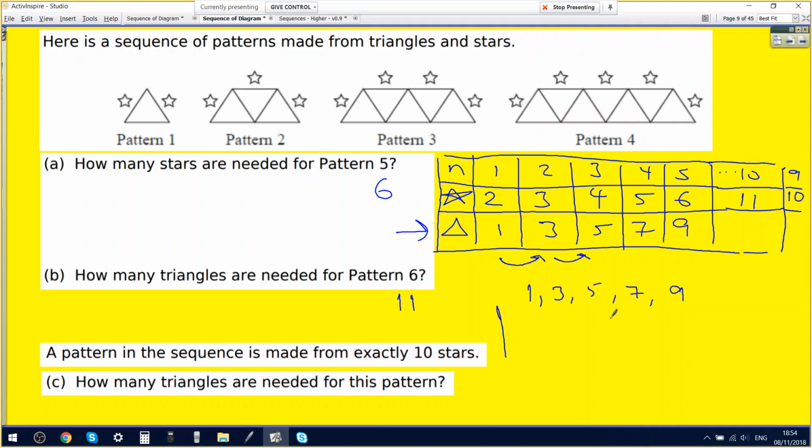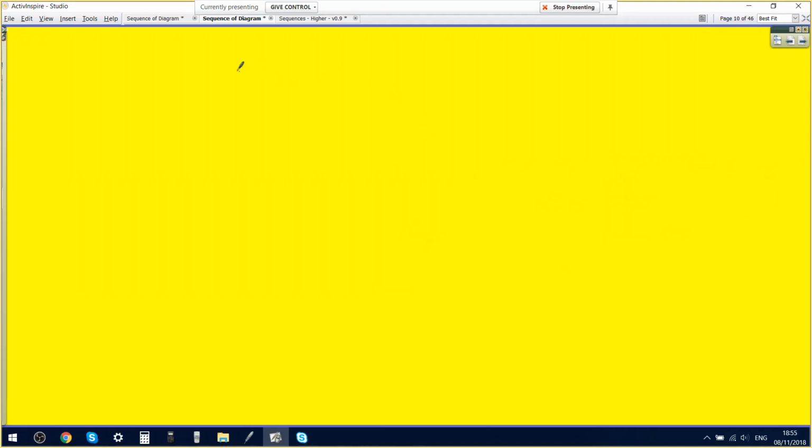The nth term. So for the triangles, what is it going up in? I know what it is, but I don't know how to describe it. Like it's plus what each time? 1, 3, 5, 7, 9. Plus the number. Which number? 1, 2, 3, 4, 5, 6, 7. No, triangles.